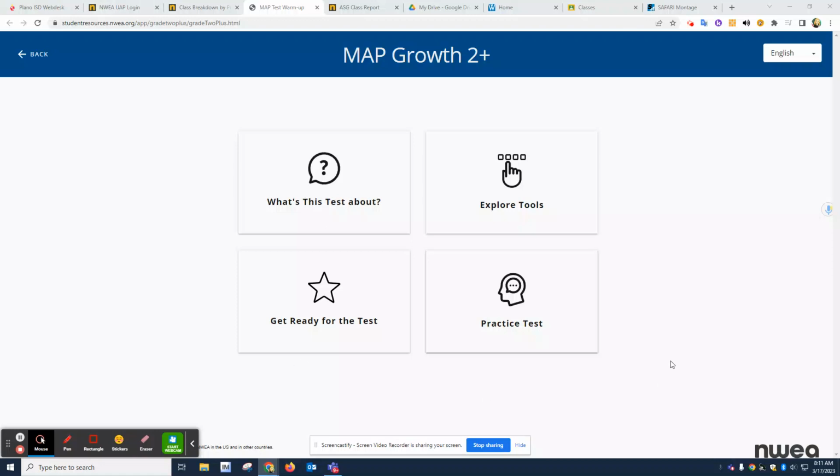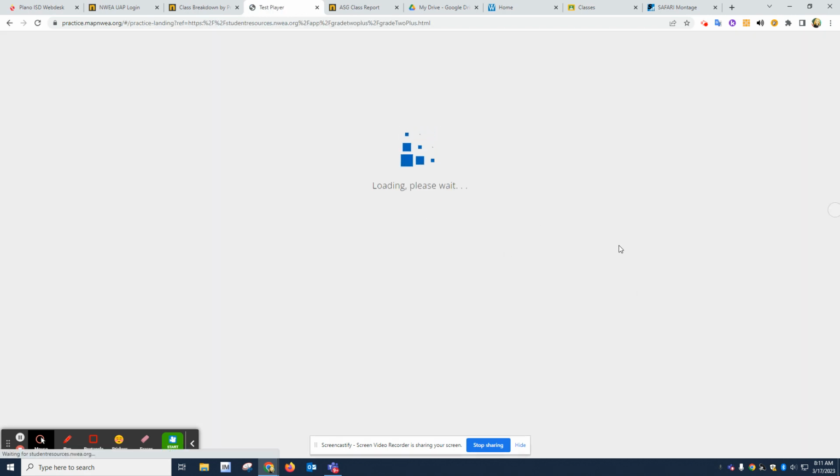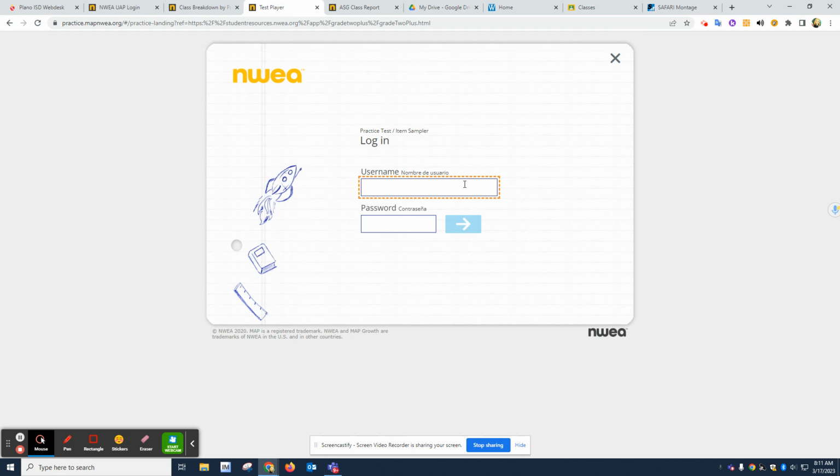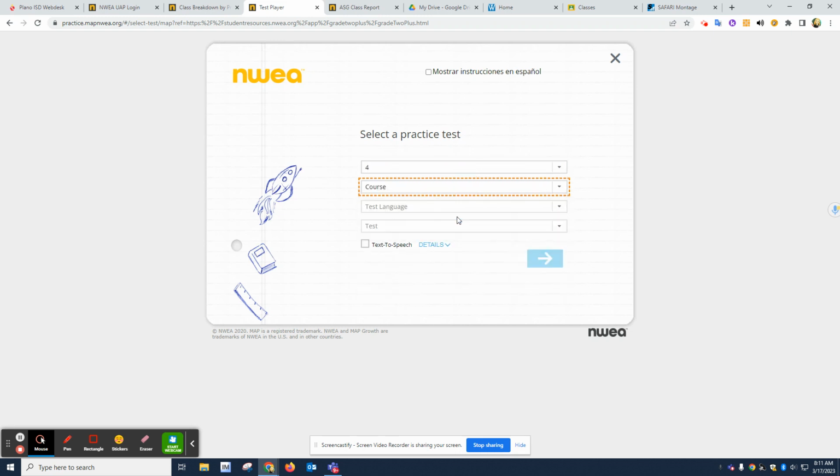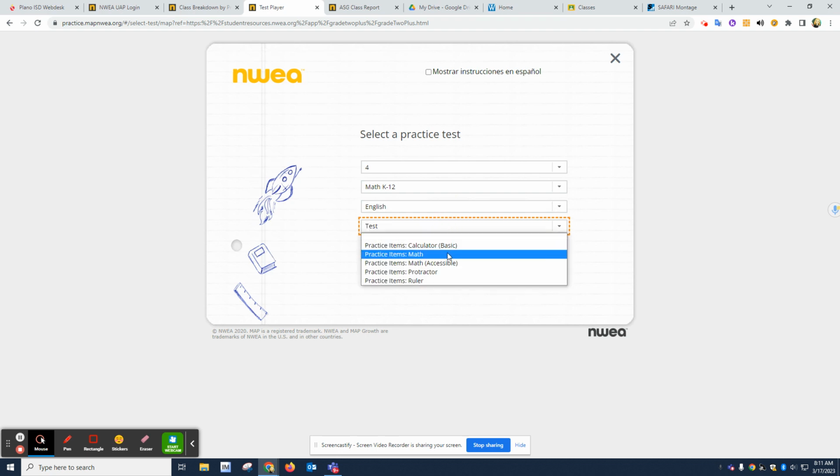Hi students, I wanted to talk to you about how to make a good note for the math MAP, what that would look like. So I'm going to go ahead and log into the practice test. And I'll select grade, math, English, practice items, math.